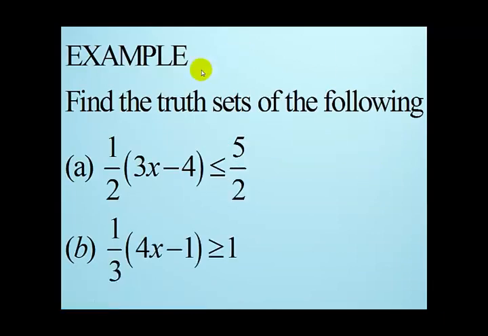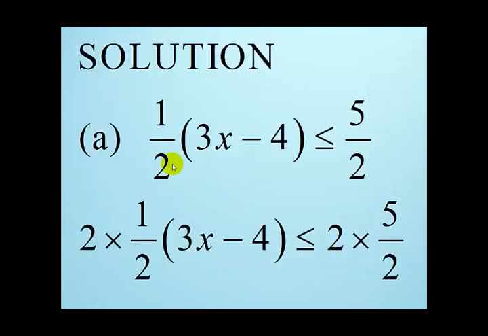Now example, find the true set of the following. A, 1 over 2 into bracket 3x minus 4 less than or equal to 5 over 2. B, 1 over 3 into bracket 4x minus 1 greater than or equal to 1. Now let's look at the solution.